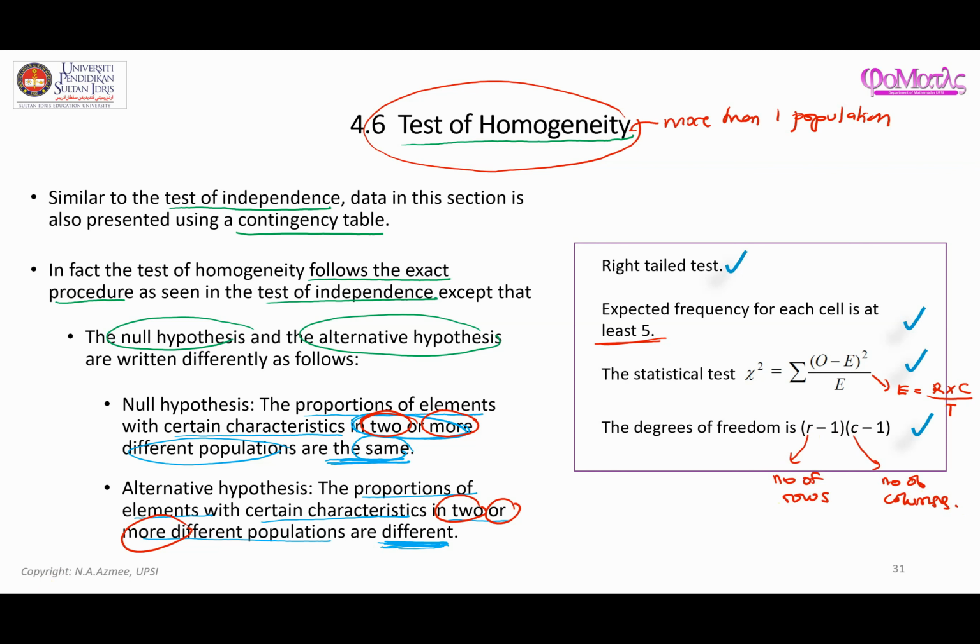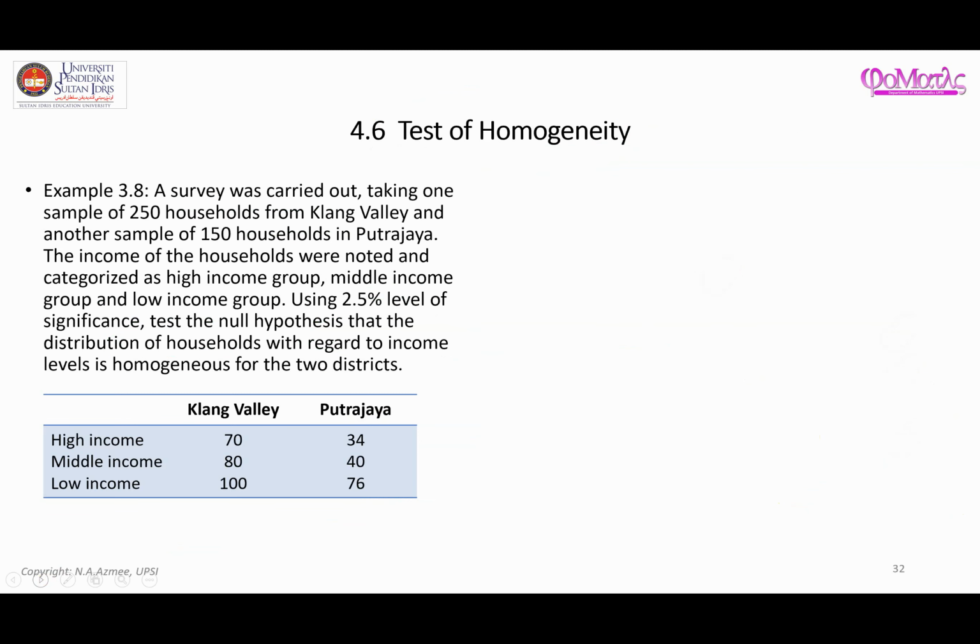Okay, right, let's look at this example given here. We have a survey that was carried out taking one sample of 250 households from Klang Valley and another sample of 150 households in Putrajaya. So clearly, this statement here shows that we have two different populations. One is from Klang Valley and one is from Putrajaya. So the income of the households were noted and categorized as high income group, middle income group, and low income group.